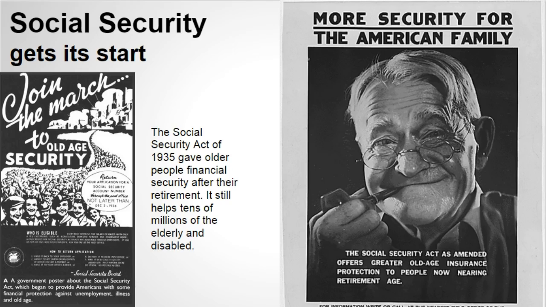Social Security also got its start during the Great Depression. The Social Security Act of 1935 gave older people financial security after retirement. This means that the elderly would have the resources to live after retirement. These days, Social Security is used for other purposes, including support for people with disabilities.